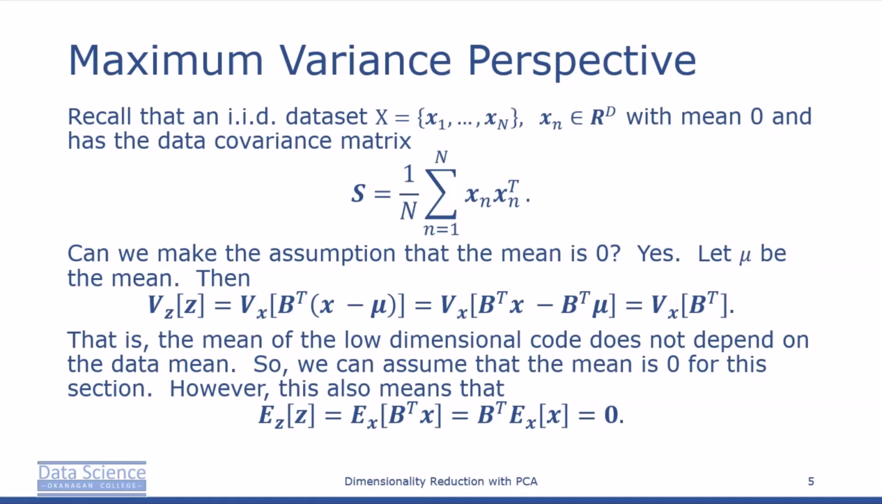That is, the variance of the low-dimensional code does not depend on the mean of the data. Therefore, we can assume without loss of generality that the data has mean 0 for the rest of the section. With this assumption, the mean of the low-dimensional code is also 0, since the expected value of z is equal to the expected value of B transpose x, which is B transpose times the expected value of x, which we just assumed was 0. In the next video, we'll set up the principal component analysis problem as a constrained optimization problem.